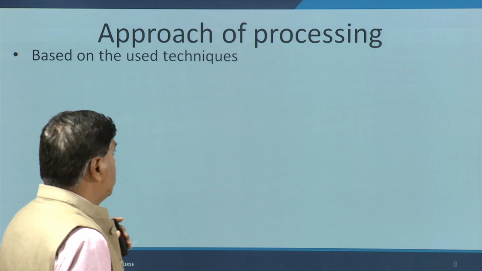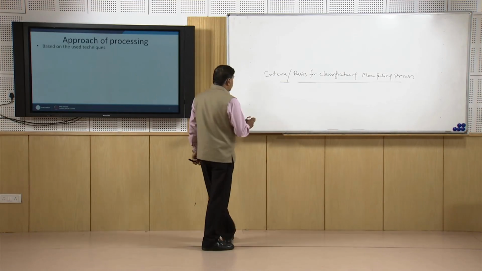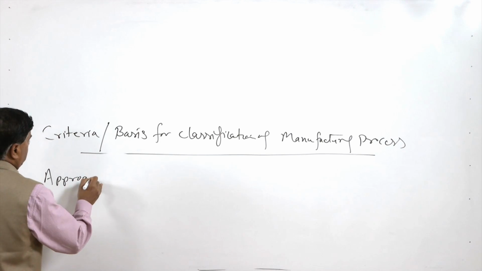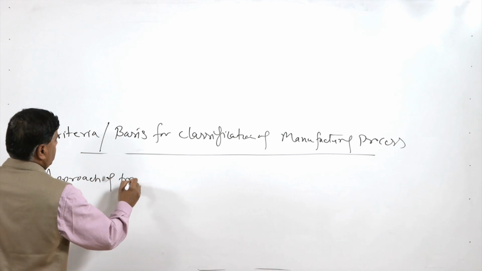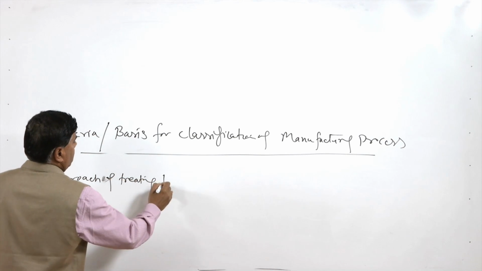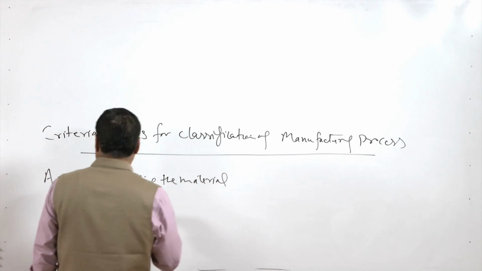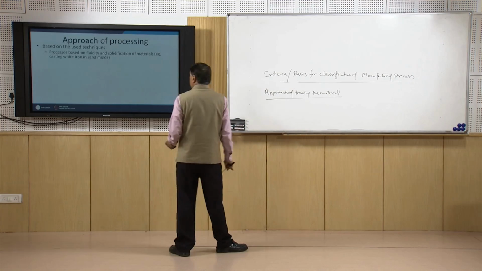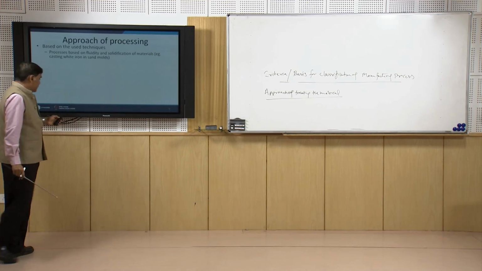Then coming to another classification, based on the approach of treating the material. In this approach of treating the material, there are 5 different categories of processes. I will explain this here itself.